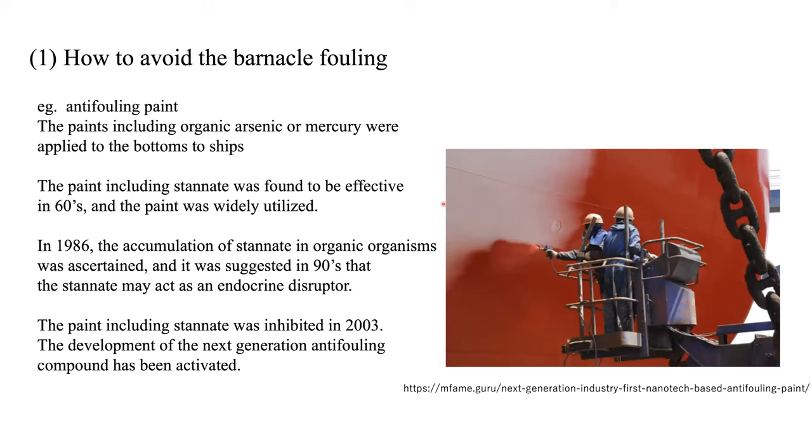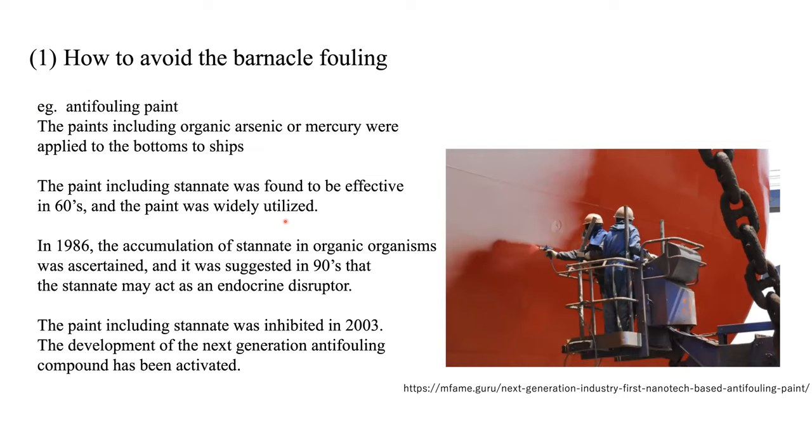Okay, let's try to see. So how to avoid barnacle fouling? One way is anti-fouling paint. You can see people painting the surface of the ship with anti-fouling paint. Paint including organic arsenic or mercury was applied to the bottom of the ship. The paint including stannate was found to be effective in the 60s, and the paint was widely utilized.